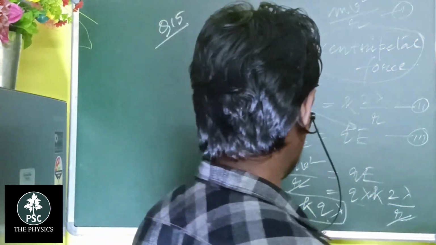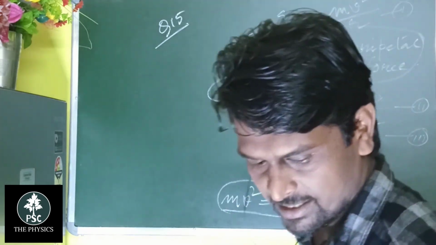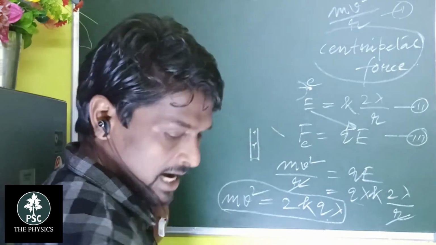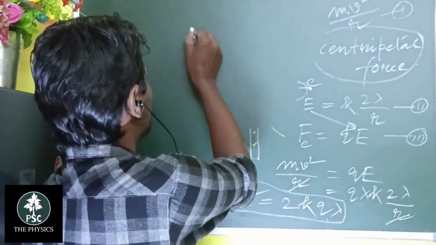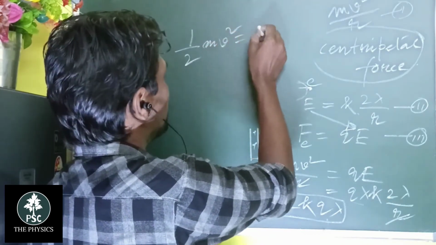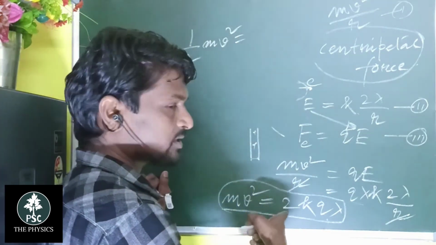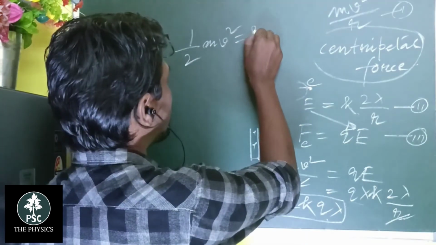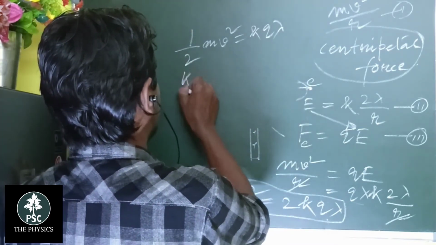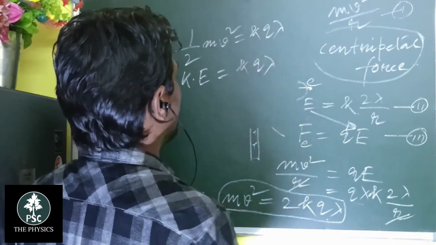So what about it, students? What about the kinetic energy? You know that kinetic energy is equal to half mv square. So you can easily show that if you take half on both sides, then half mv square is equal to half of this one. Half of this one means 2 and 2 cancel. So this is kappa q lambda. So half mv square, that is kinetic energy, equals kappa q lambda.